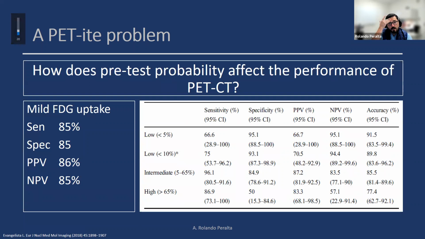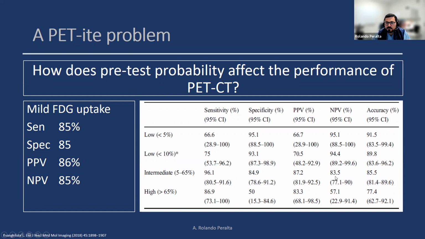So how does the pretest probability affect the PET-CT? We're going to start with the easy one first. We should just focus on the intermediate risk. By guidelines, intermediate is where we should be using it. You get a PET-CT in this patient, probability of malignancy is somewhere about 30% or so. You need something to sway you one way or the other. If it's positive, then the positive predictive value of that is 87%. If it's negative, then the negative predictive value is 83%. So it actually helped you a little bit.